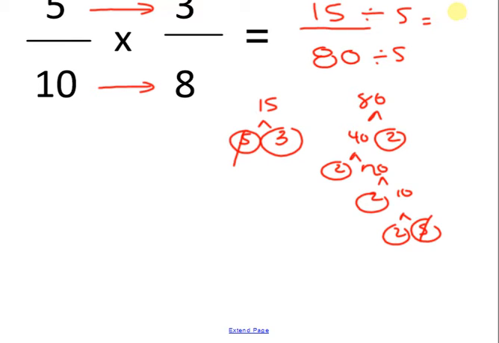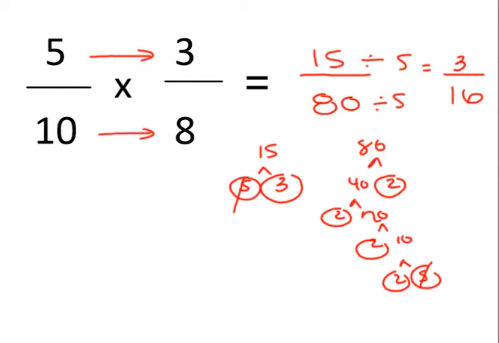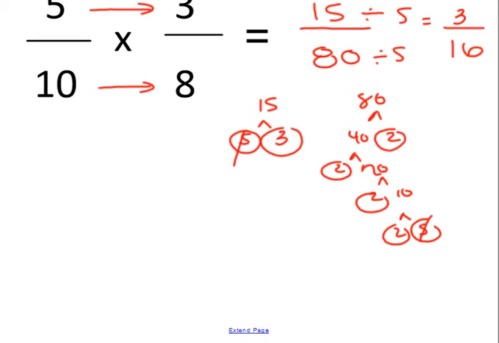Okay, and so 15 divided by that is going to be 3. And 80 divided by 5, let's see, that's going to be 10 and 6. I believe it's going to be 16. Okay, so now I want to go back and show you how it would look if I cross-canceled.